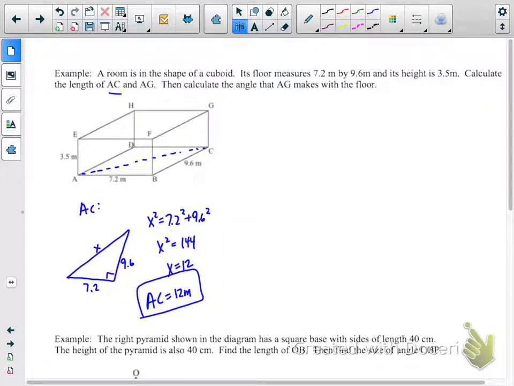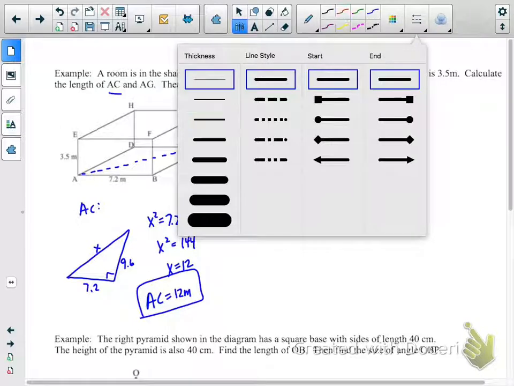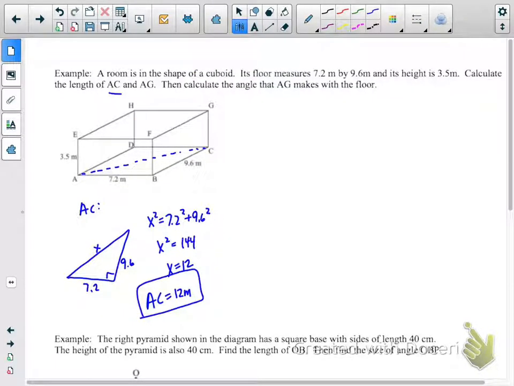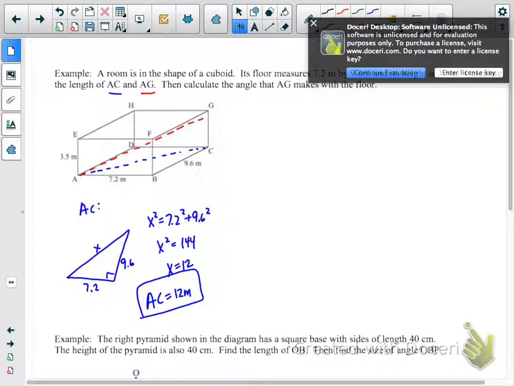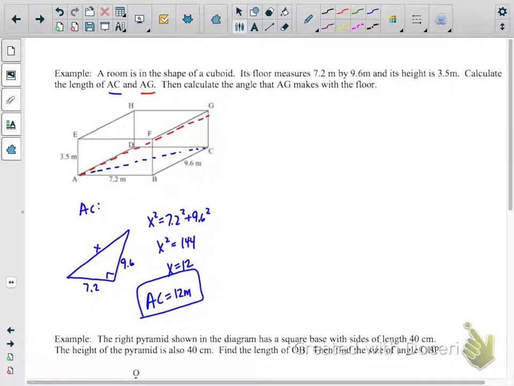All right, now we want to find, and let's switch colors here, AG. Okay, so AG is going to come through the middle here. So again, this is going to be very much like what we just did.